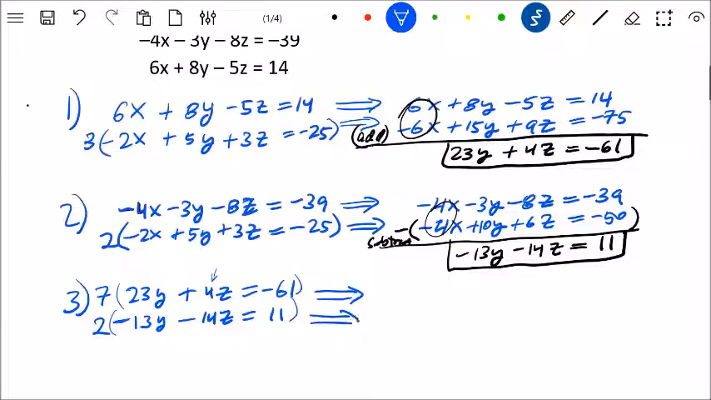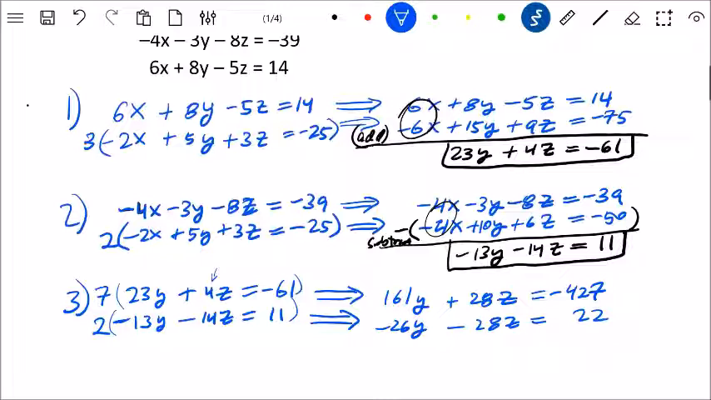So I think that's what I'm going to do here. So I'm going to rewrite both of them. And the first one multiplied by 7 gives me 161y plus 28z equals negative 427. And the second one gives me negative 26y minus 28z. So you see where we're going with the z's. It's 22. So we can add these.